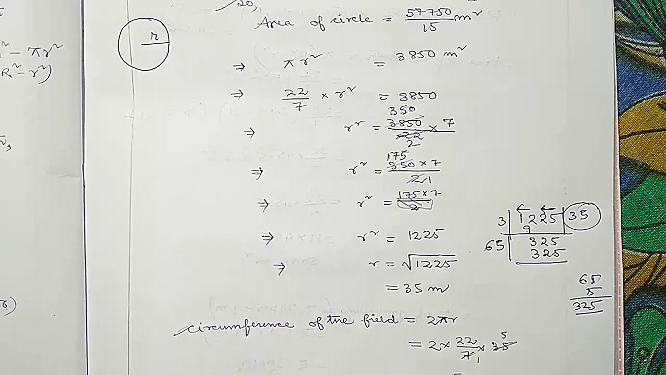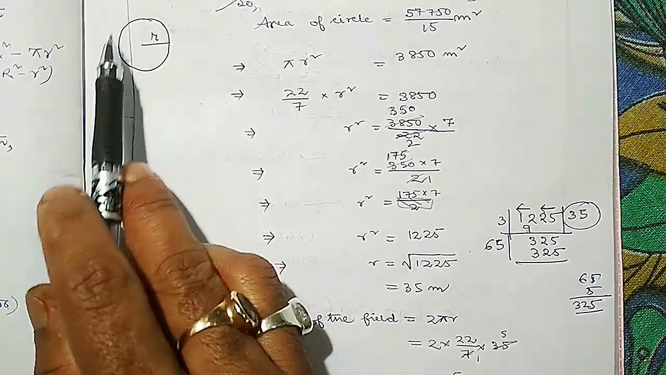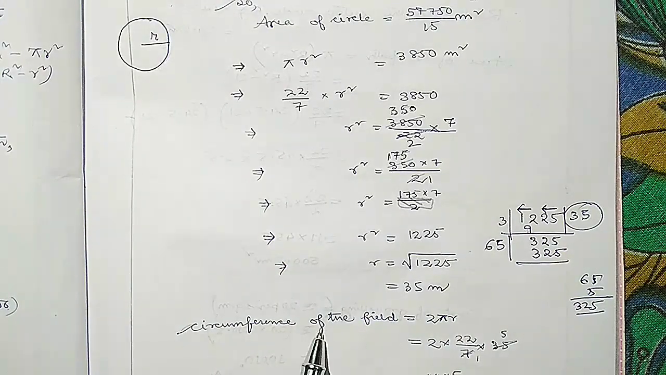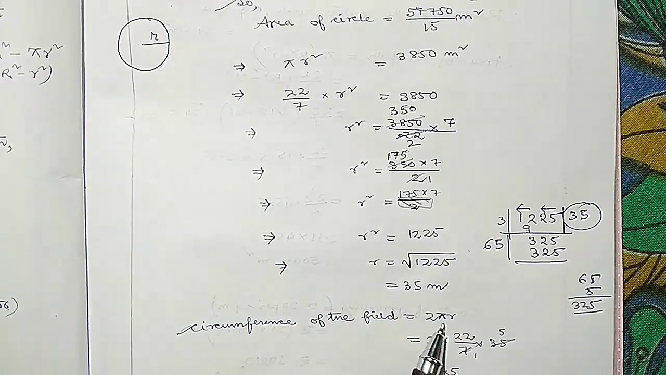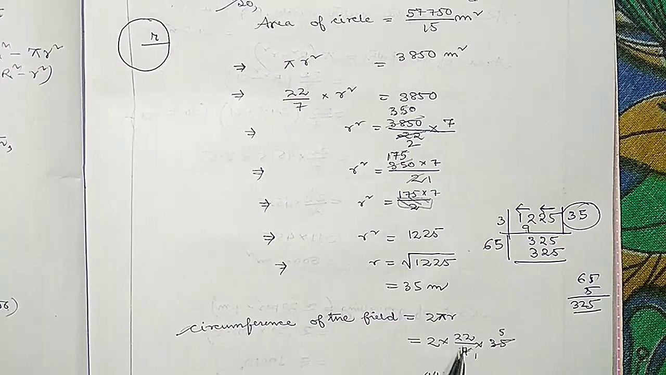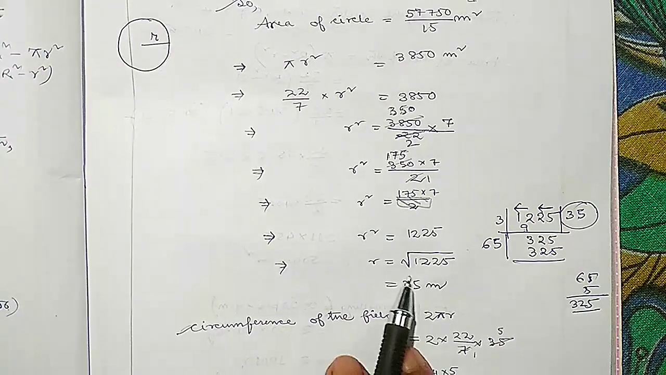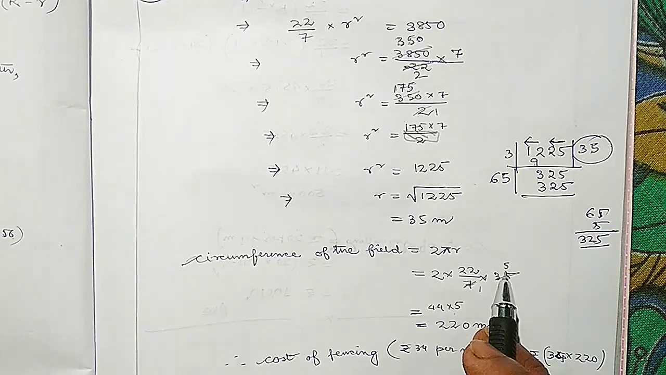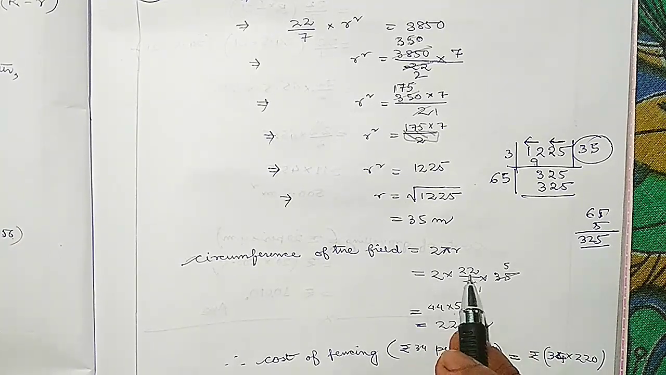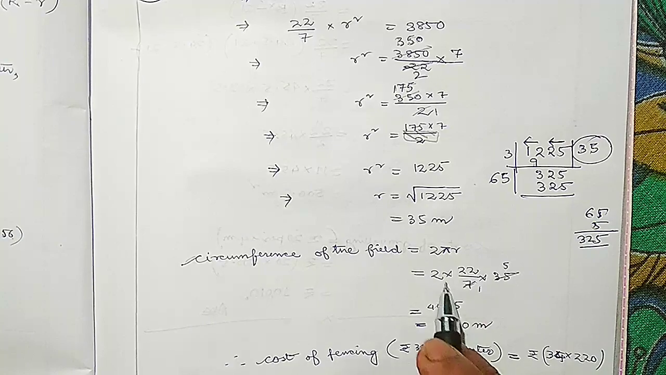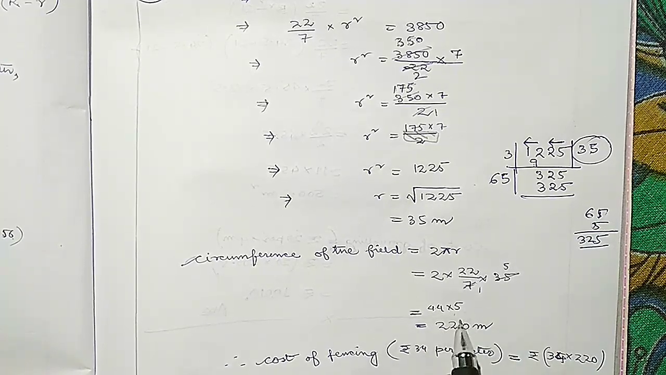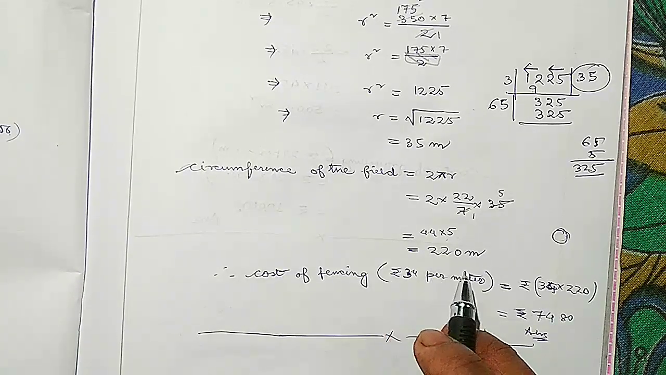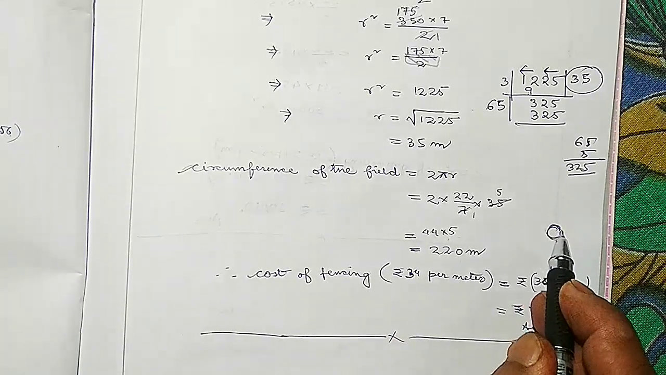Now we are to find the cost of fencing. For this we need circumference. Now circumference of the field, we know the formula 2 pi r. So 2 into 22 by 7, and instead of r we can write 35. Now 7 and 35 can be cancelled. So we got 5. So if I multiply 2 into 22 into 5, we are going to get 44 into 5, and 44 into 5 is 220 meter. Therefore circumference of the field is 220 meter. Clear? This is the circumference.